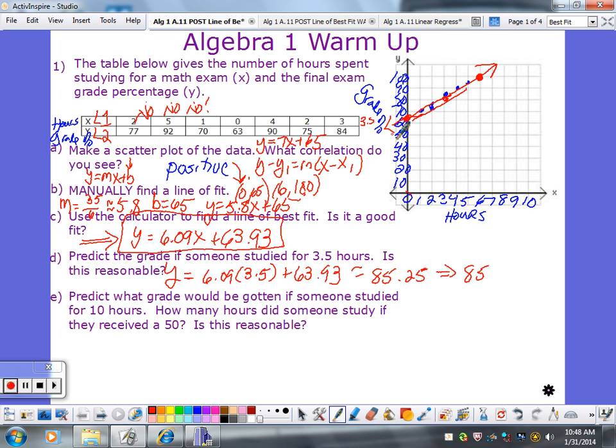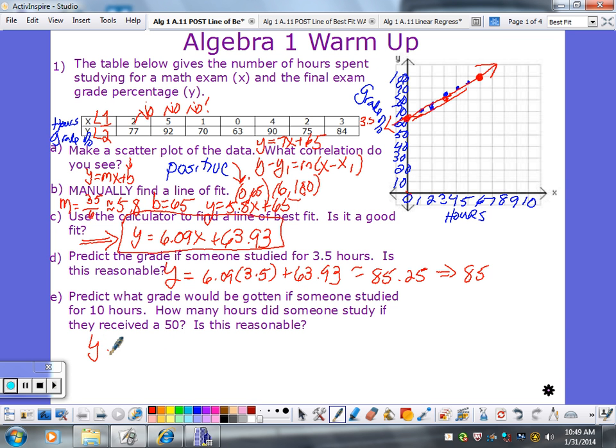What if you were studying 3.5 hours with the TV blaring in your head? You might not get it. What if you studied 3.5 hours, but you didn't do a stitch of work the whole rest of the time, because you get an 85? Probably not. So it's not like magic. It's a prediction. What if you want better than 85? Maybe you're going to study a little more. Let's try this. Predict what grade you would get if you studied for 10 hours.